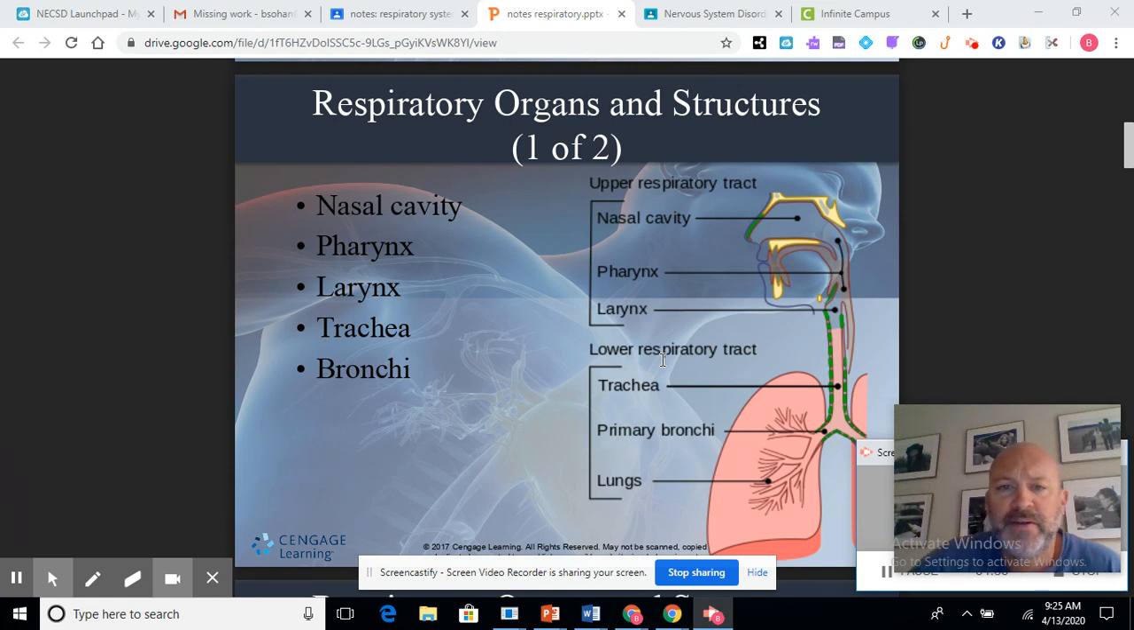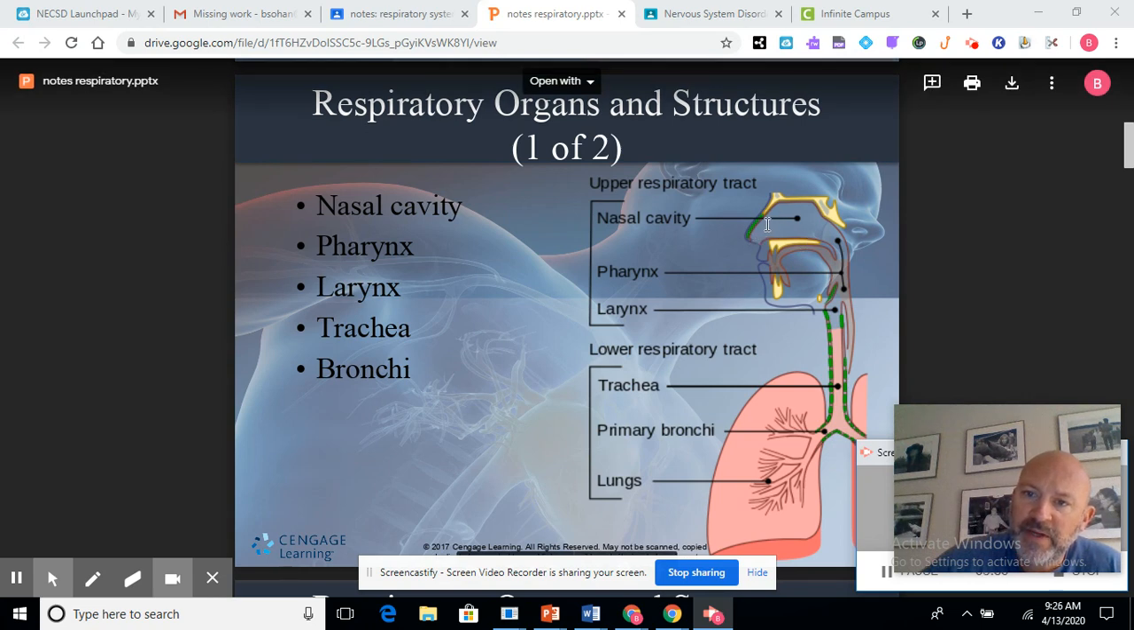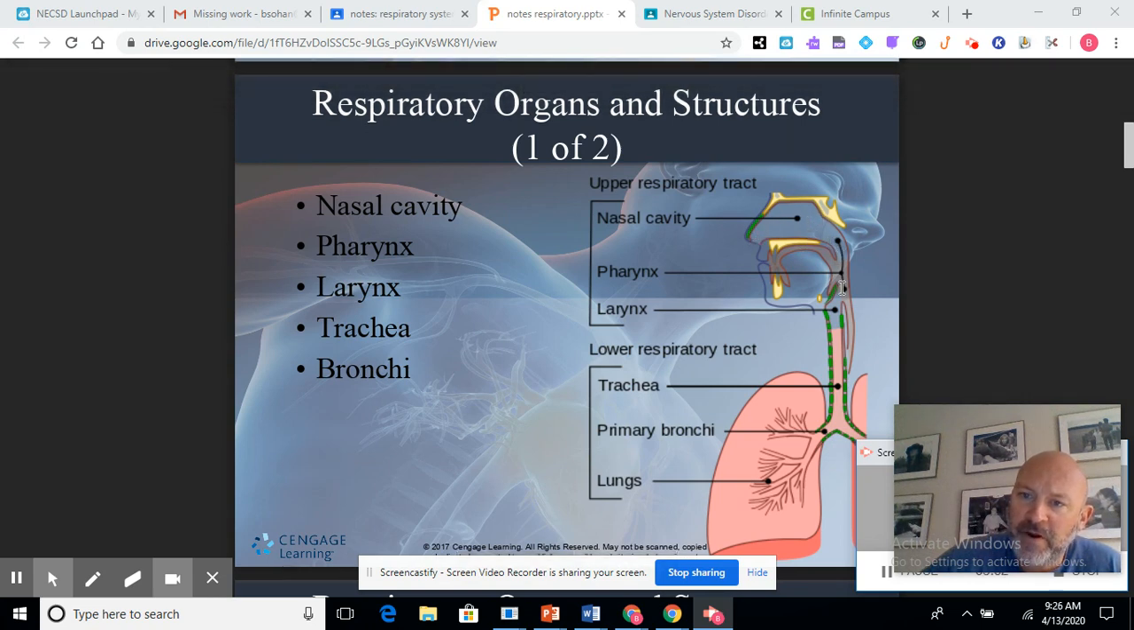We could break down the respiratory organs into upper and lower parts. The upper respiratory tract involves your nasal cavity, which is right behind your nose, and your pharynx, which is another word for your throat. And then also the larynx. The larynx would be the lowest portion, the lowest structure of the upper respiratory tract. The larynx is your voice box.